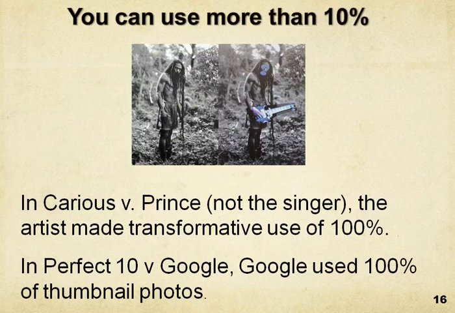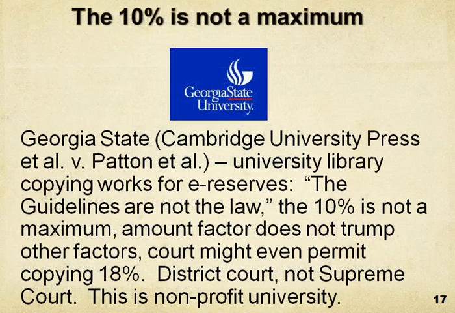Several court cases have approved using 100% of a document. In Kelly versus Arriba Soft, Prince the artist, not the singer, copied 100% of a photo. And in Perfect 10 versus Google, Google used 100% of images as thumbnails for searching. The Georgia State case on copying for e-reserves had the judge stating that even 18% might be okay, but this is a district court case in a nonprofit school and may not be generalizable elsewhere.